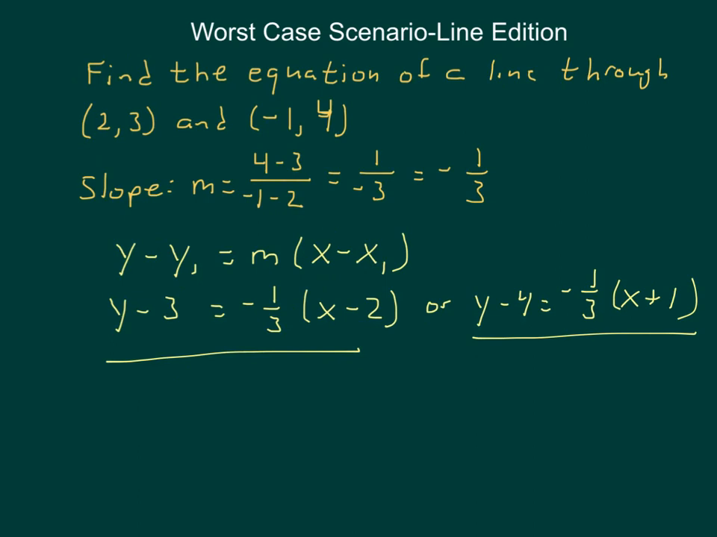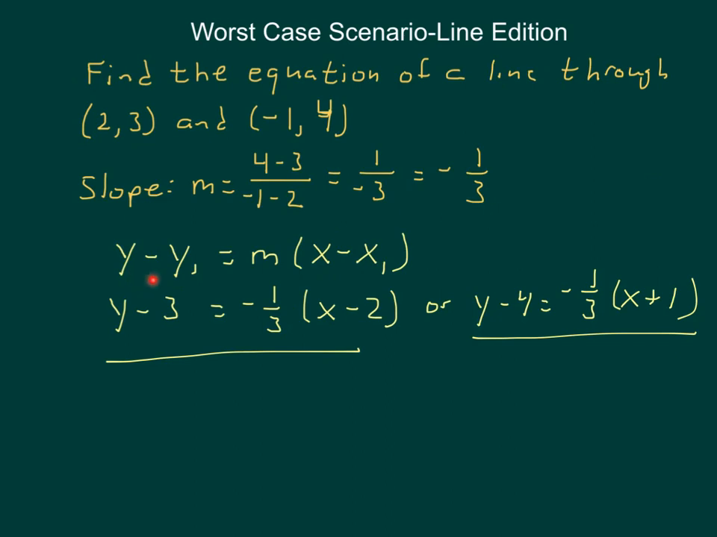So the first thing I have to do is find a slope. If I have a point and a slope, I have the point slope form of a line, so I'm okay. In this case, I have 2 points, no slope, so I have to find it. So using the slope formula, I use the change in y over the change in x. So I have 4 minus 3 over negative 1 minus 2. And when I simplify that, I get 1 over negative 3, or I can just say it's negative 1/3.